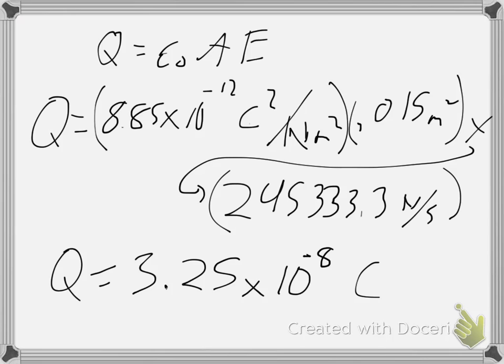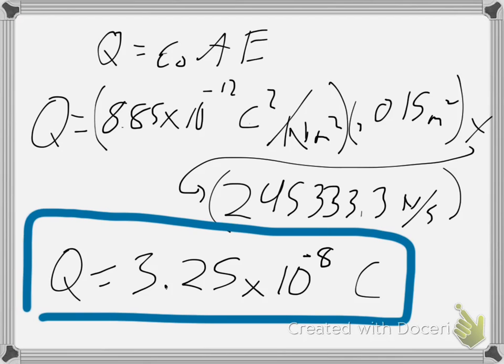Now, if you really want to determine how many electrons or protons are on this, you could divide this Q by the charge of a proton, and you can see how many protons are on each plate. But for this problem, the D2L problem is only asking for what the Q is, so the charge is 3.25 times 10 to the negative 8 coulombs, and that's it.